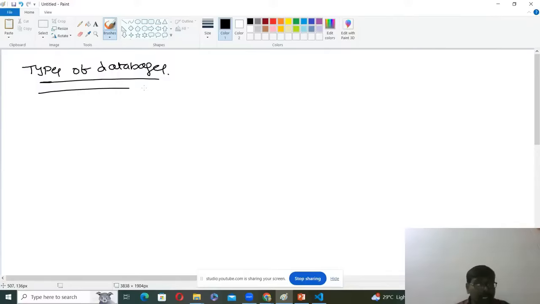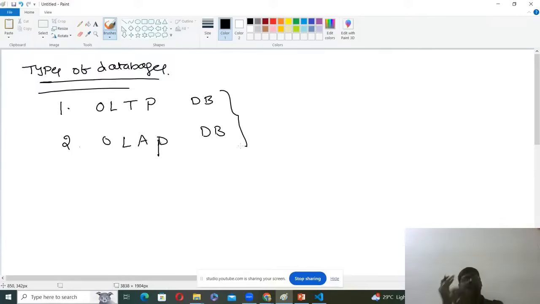Similarly, types of databases. Originally, the databases are divided into two types. First one is the OLTP database. Second one is the OLAP database. Internally, this is a division, but externally, relational database, hierarchical database, network database, those are the other names.